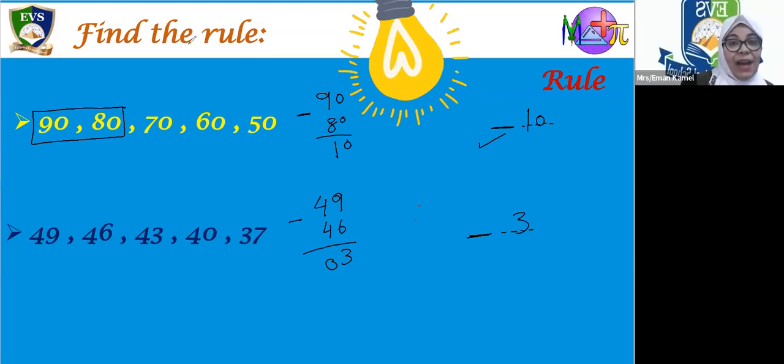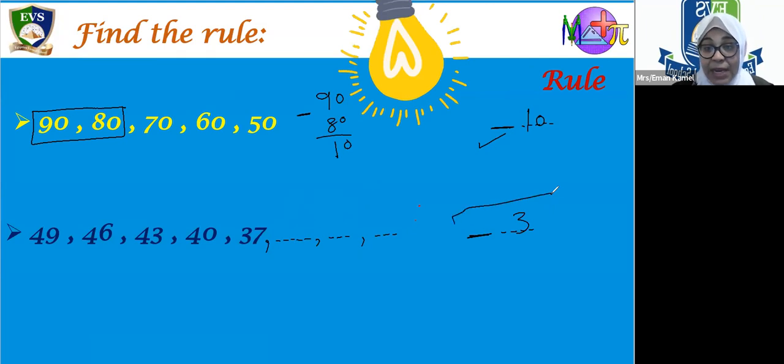Okay, after that, now I can find the rule. If you can find the rule, you can complete the pattern. How? Look at here. Now, I know the rule. If you want to complete this pattern, just use the rule.